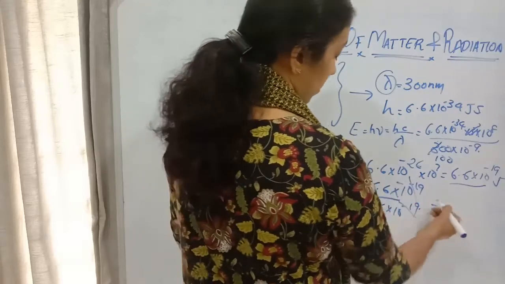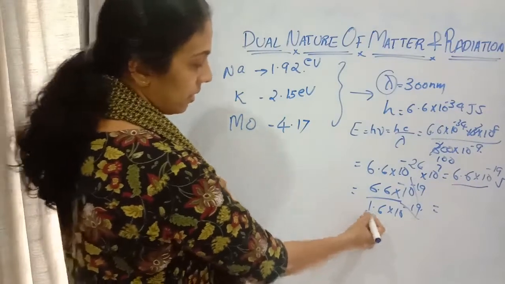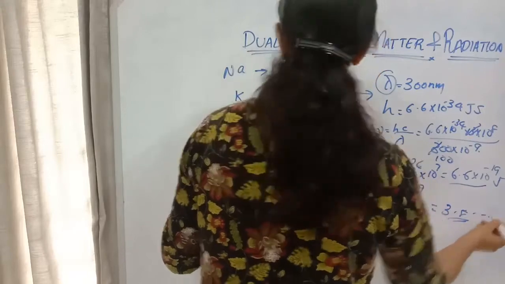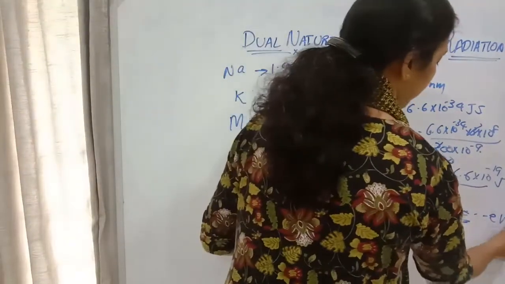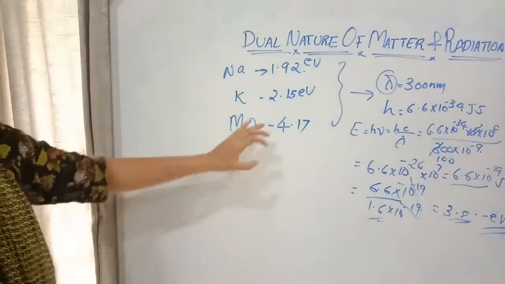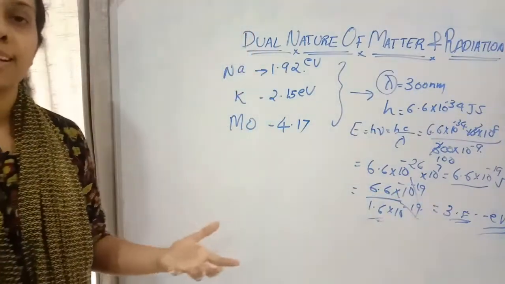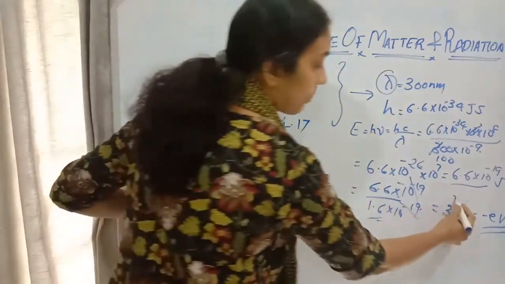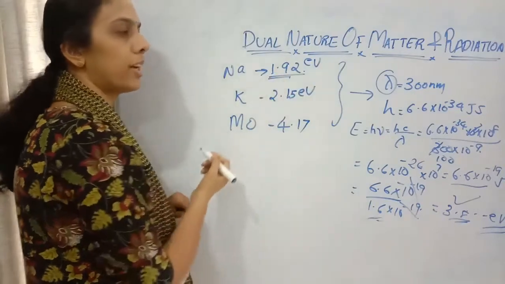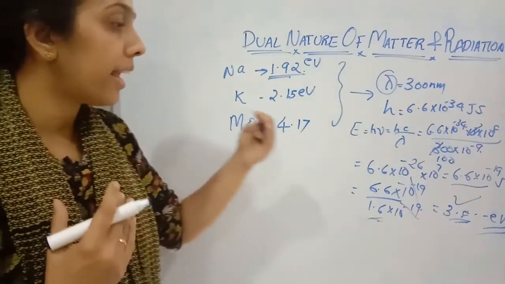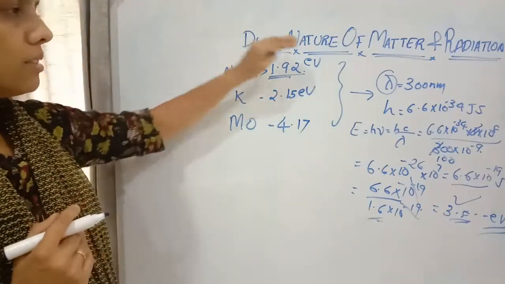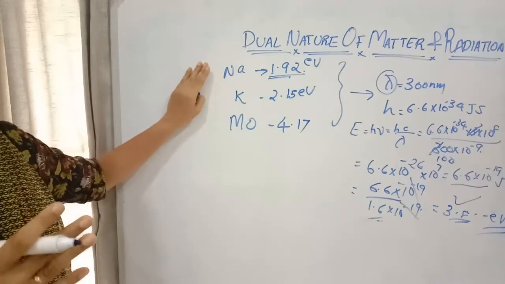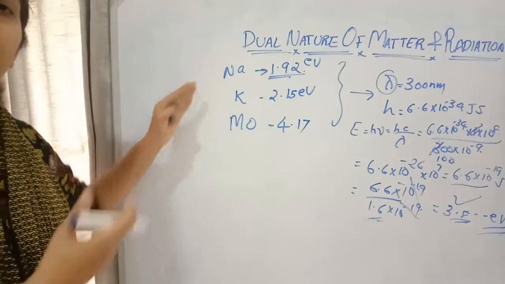So what will be the value? 3.8 something electron volt we will get. So this much energy is incident, and this much minimum energy is required. So 3.8 electron volt incident, against 1.92 electron volt. We are giving 3.8 electron volt to the sodium. For sodium it requires only 1.92. So we are giving more energy, so it will take out the electron.